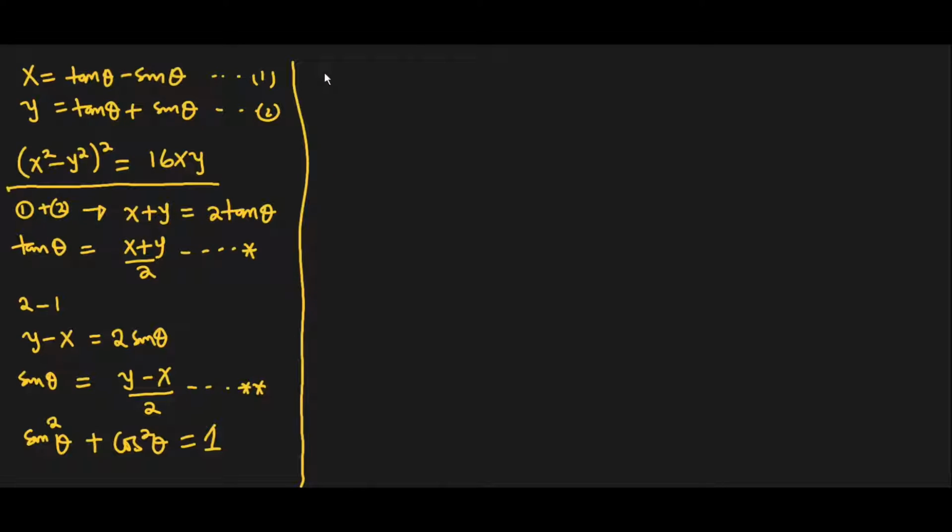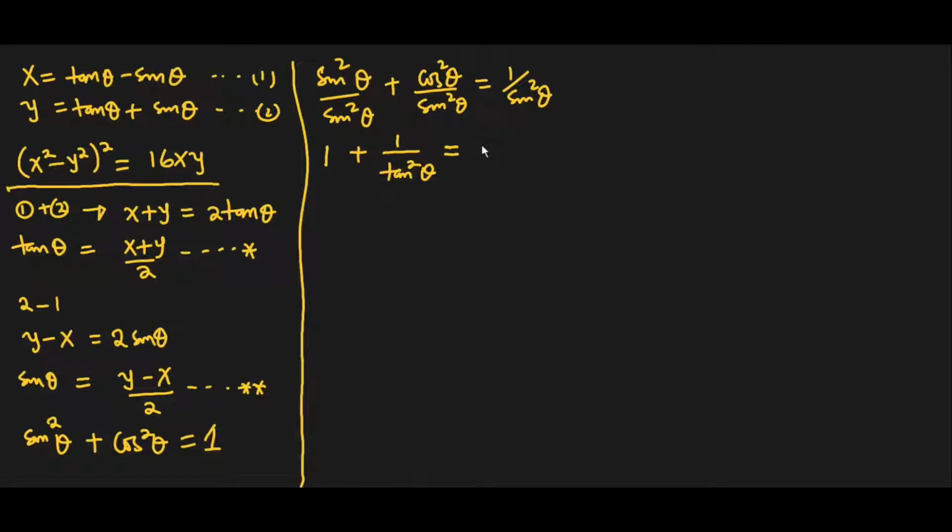So I'm going to divide all sides by sine squared, so that will be (sine squared plus cos squared theta) over sine squared theta, and this is equal to 1 over sine squared theta. And so we can see that here we have 1, and this is cot squared, but cot squared is 1 over tan squared theta. This is going to be equal to 1 over sine squared theta.